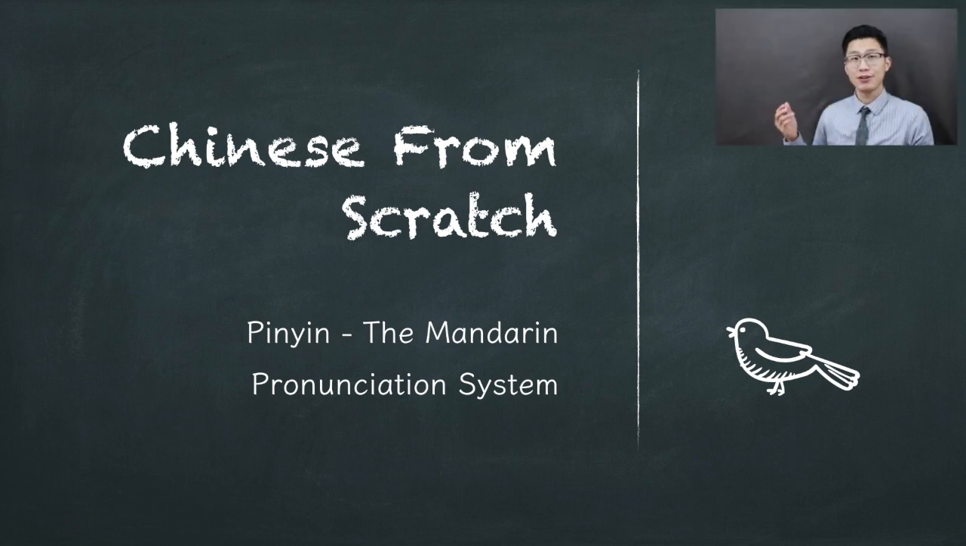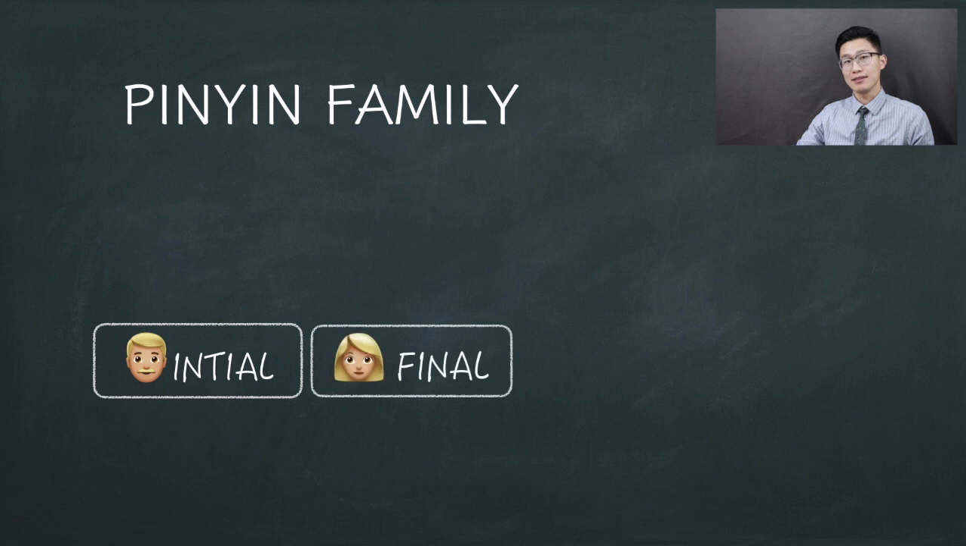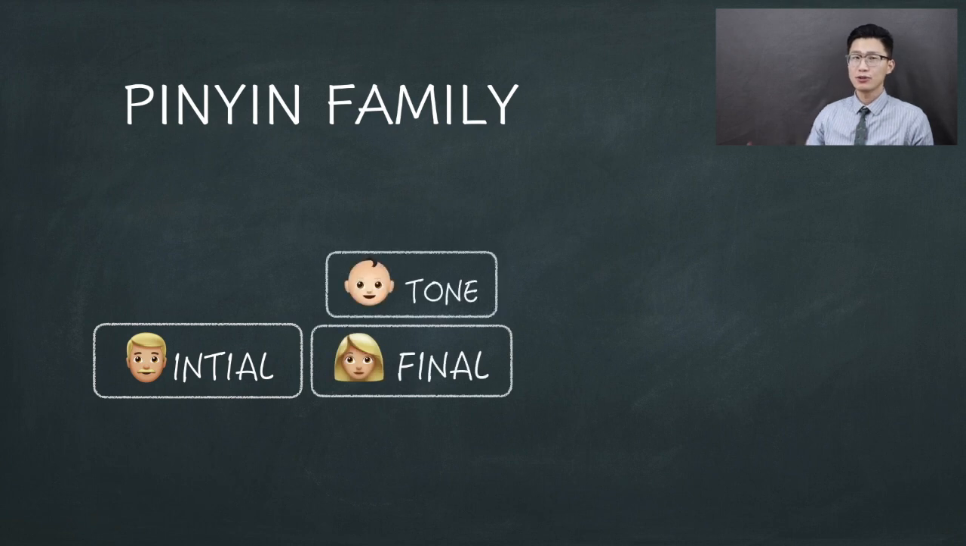First off, let me introduce you to the Pinyin family. There are three members in the Pinyin family: the fathers, the mothers, and the kid. The rule is simple. The father will always appear at the beginning of the Pinyin syllable, and the rest following is the mothers. The kid will always be with the mother, on the top.